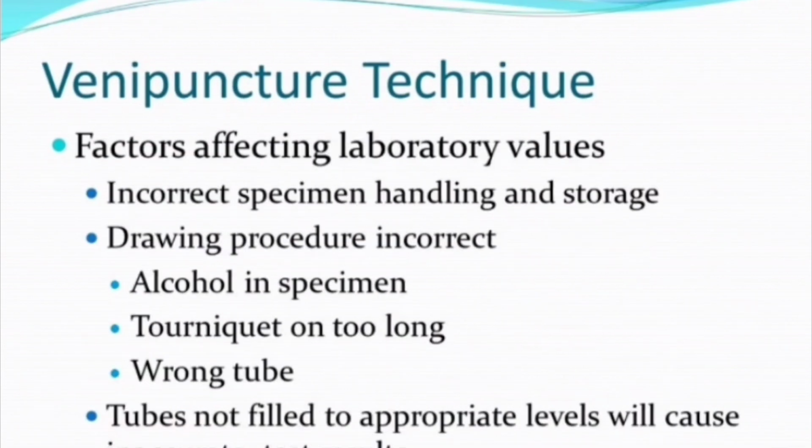Venipuncture techniques: factors affecting laboratory values. Incorrect specimen handling and storage, incorrect drawing procedure, alcohol in the specimen, tourniquet on too long, wrong tubes. A tube not filled to the appropriate level will cause an inaccurate test result.